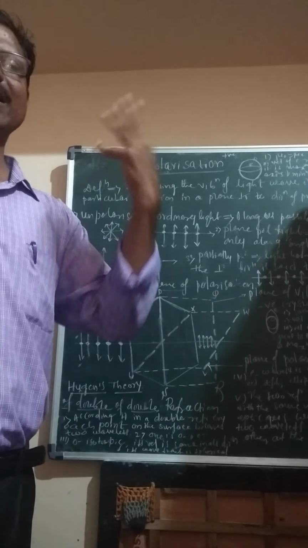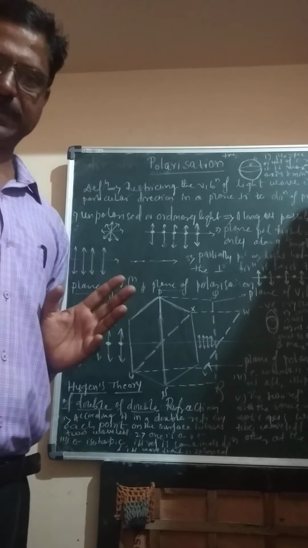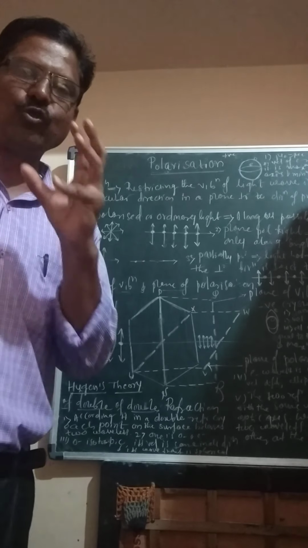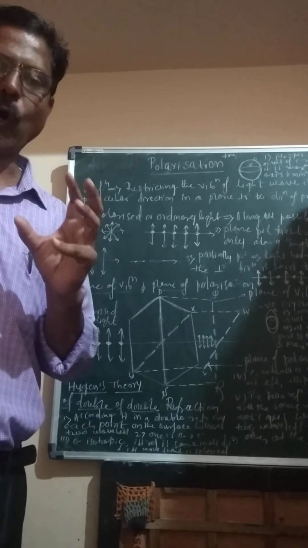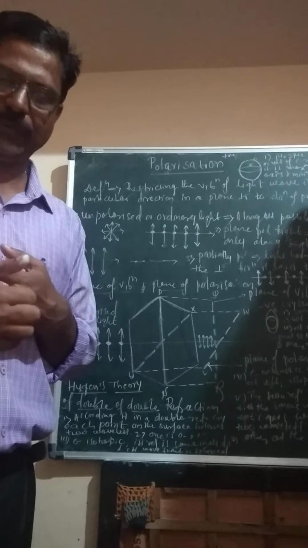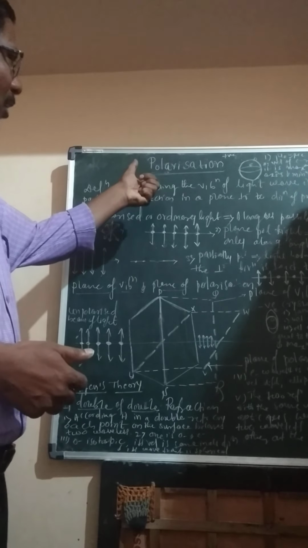When do we say that light is polarized? Here, the beam of light whose vibrations are confined to only one plane, containing the optical axis and the direction of the incident wave, that phenomenon we call polarization.